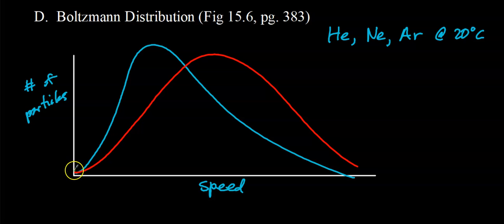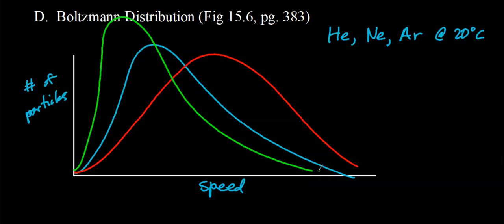Try to match kind of the same colors as I did before, not that it matters. All right, so we have 3 curves here. One of them represents the distribution of speeds of the helium atoms. One is for neon, and one is for argon. Now, notice that all 3 of these gases are at the same temperature. So that means they have the same average kinetic energy.